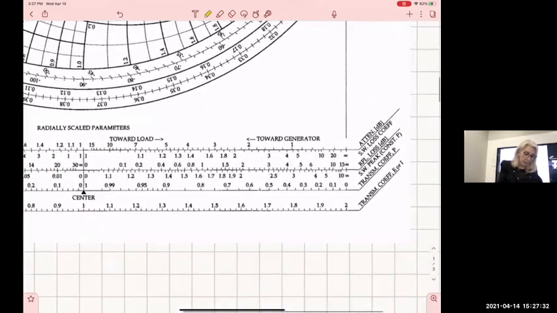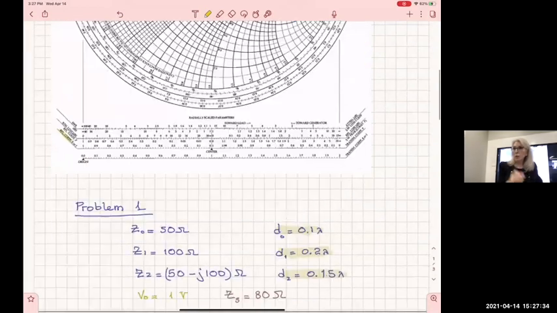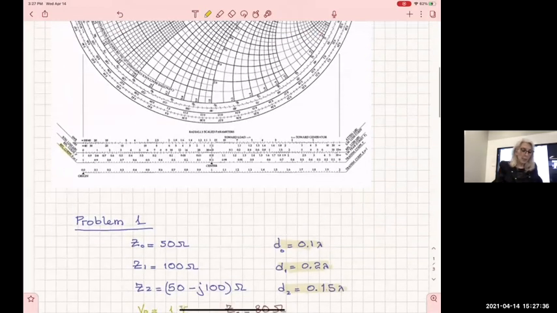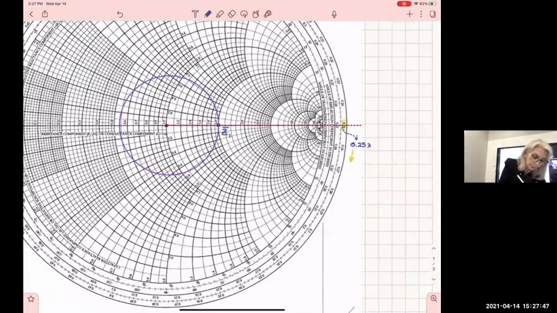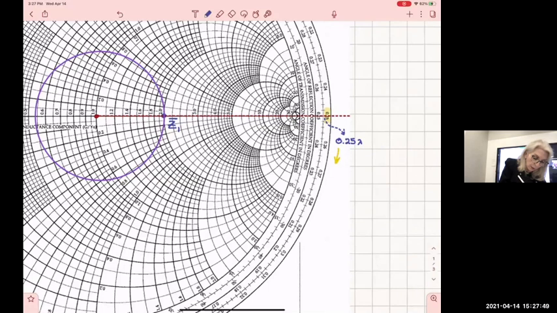The length of that section of the line is 0.2 lambda, so I have to move by 0.2 lambda. If I am at 0.25 and I move by 0.2, it's like adding 0.2 to that. So I have to reach this point, 0.45 lambda. That's where I will stop.